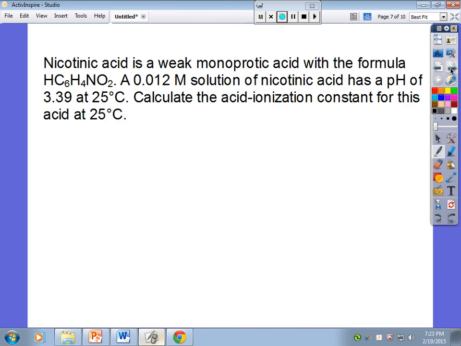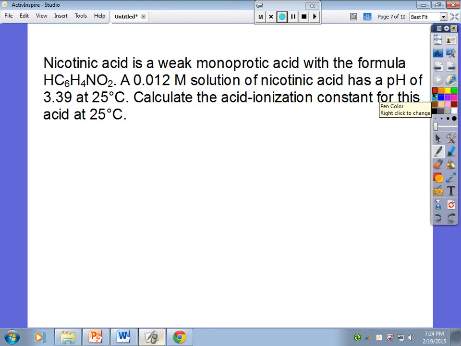Let's do another one. Nicotinic acid is a weak monoprotic acid with the formula of blah. You have a 0.012 molar solution of nicotinic acid and it has a pH of 3.39 at 25 degrees Celsius. Calculate the acid ionization constant for this acid at 25 degrees Celsius. Wow, don't you feel smart? So here you go. Let's figure out what this has.